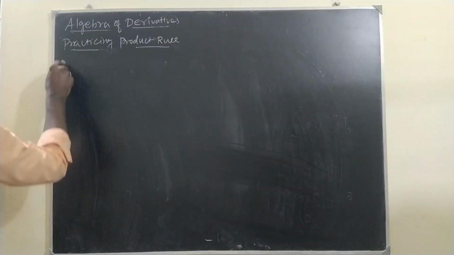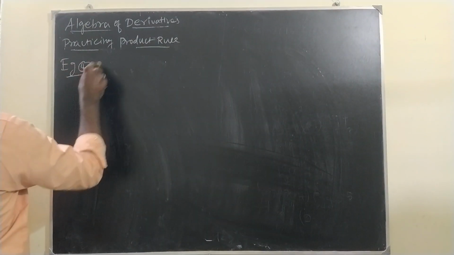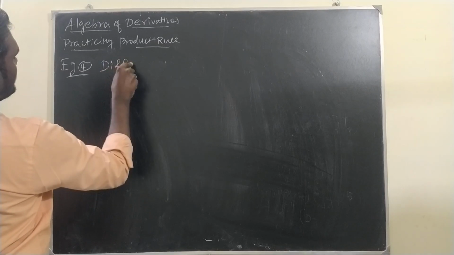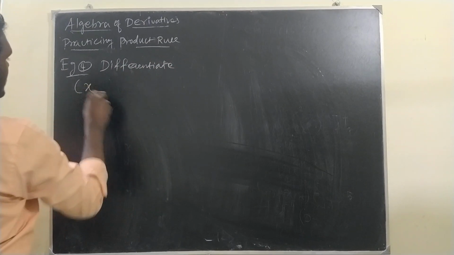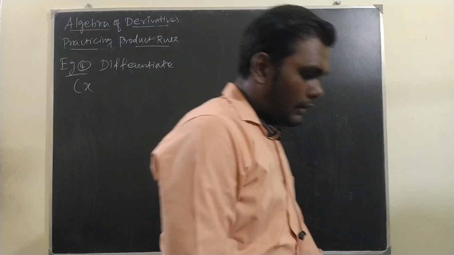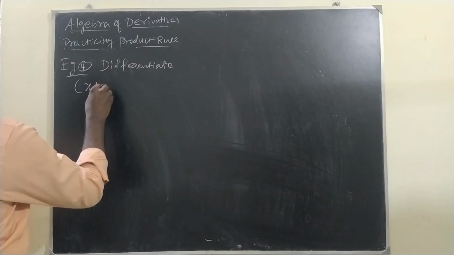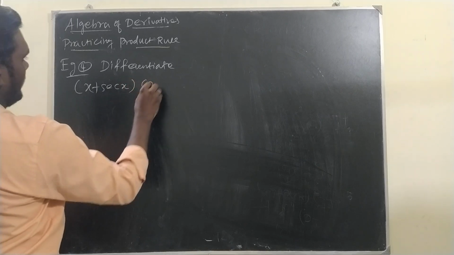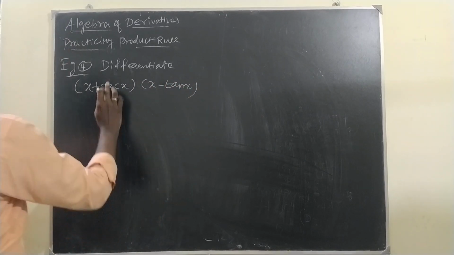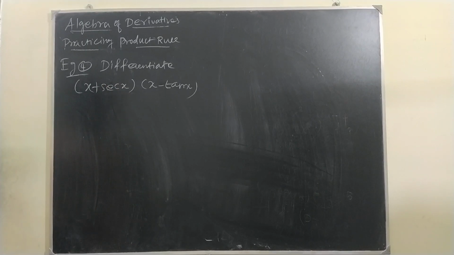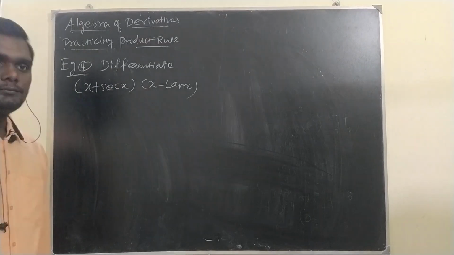Differentiate. Example 4. What man? This is a new one. x plus secant x into x minus tan x. Okay. What can we do about this?